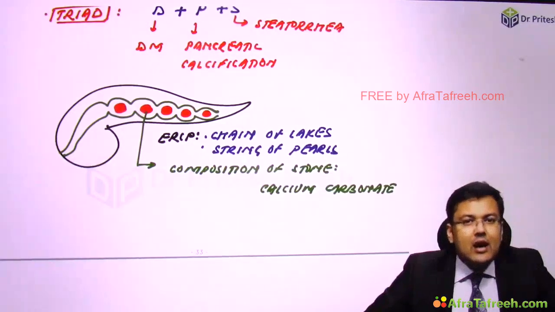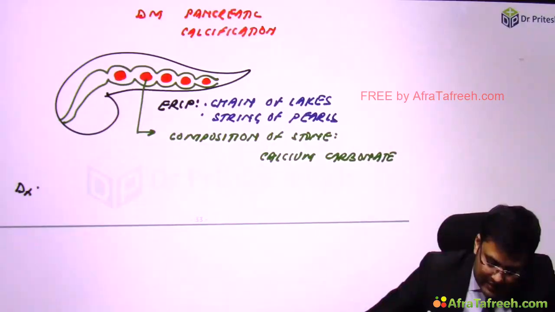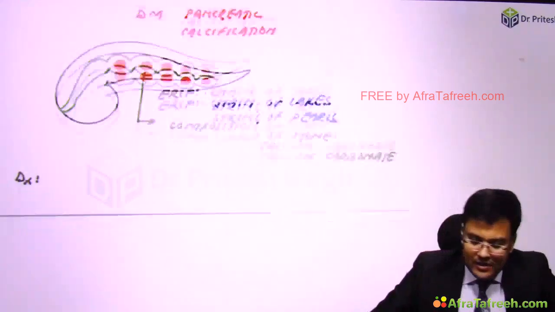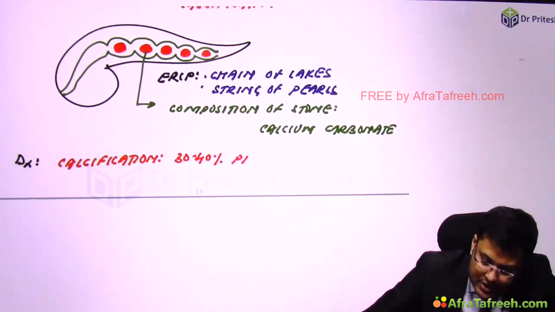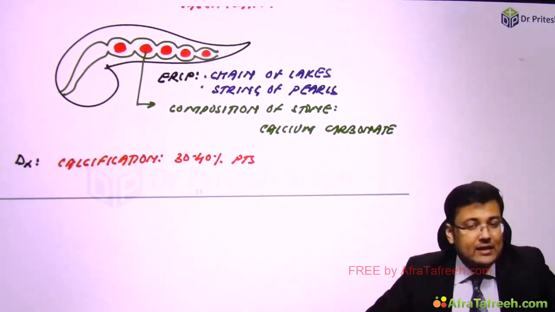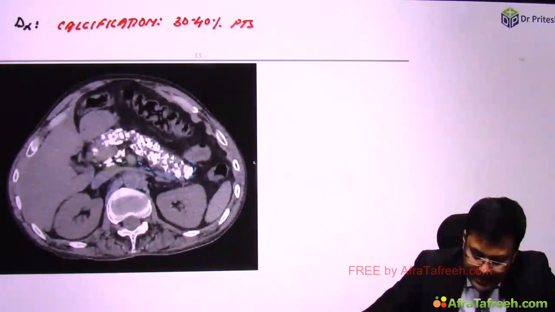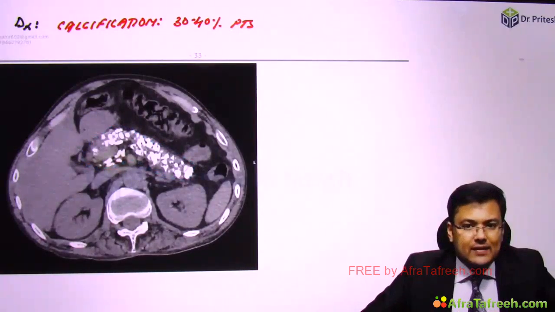Now questions are asked about the investigations. So see how we are going to diagnose the chronic pancreatitis. If we perform X-ray, in how many cases the calcification is seen? Calcification is seen in 30 to 40% patients. This calcification can be seen on X-ray also, and it's better appreciated on CT. See the finding? Here in this pancreas, you can easily make out that there is calcification.